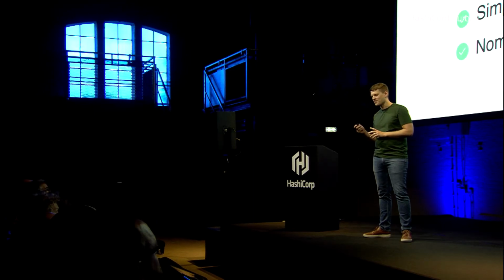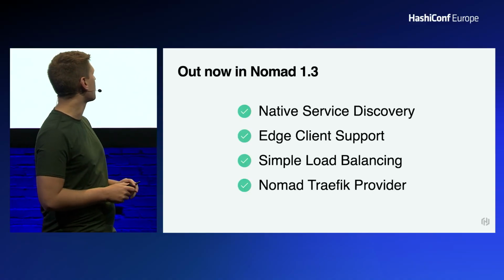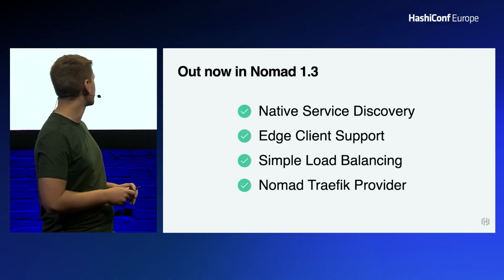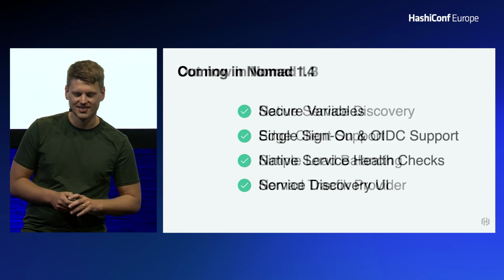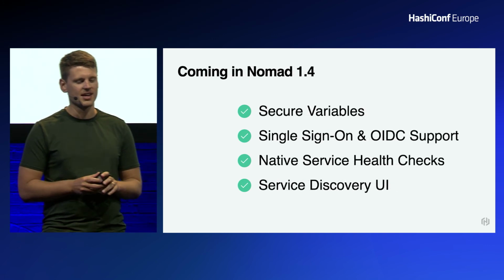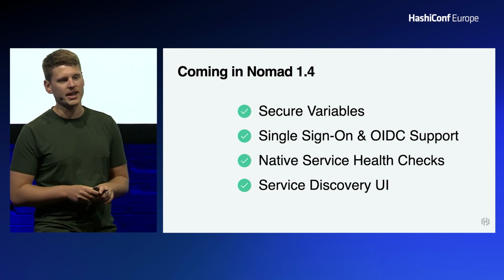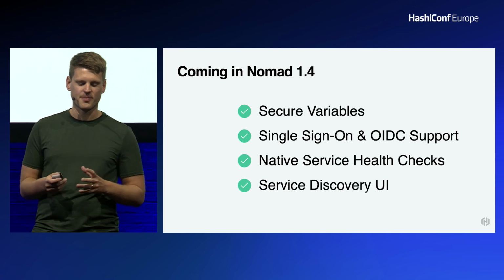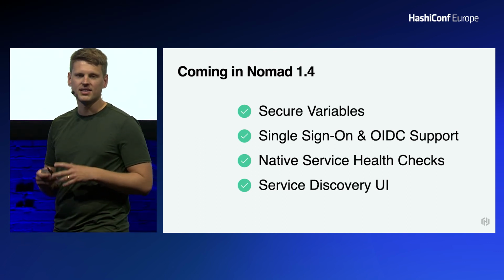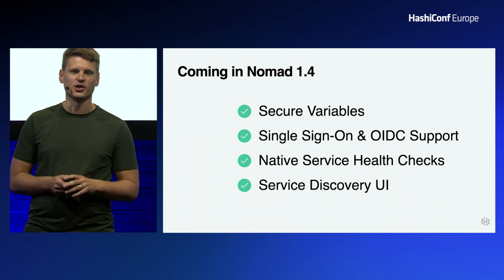And so just to recap, out now in 1.3 or coming soon in a 1.3.x release: native service discovery, edge client support, simplified load balancing, and the Nomad Traefik provider. So that's all out or coming soon. And then coming in Nomad 1.4, which we're targeting a beta for August, is secure variables for secrets management, single sign-on, native health checks, and a service discovery UI.